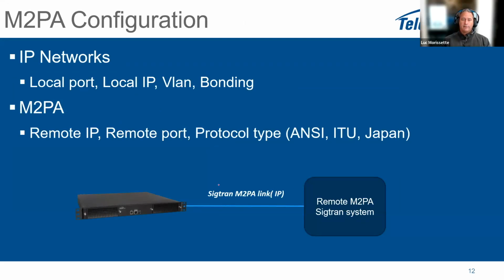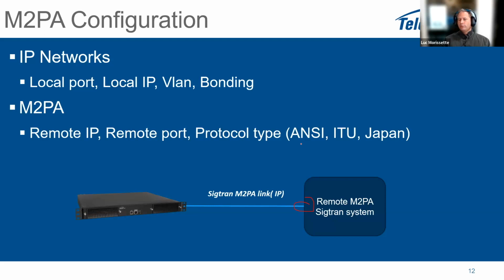So as you saw, in the configuration you need to have your local IP network, so local port, local IP. If you're using a VLAN, you can configure that. And if you want to have bonding, I will show you that in a minute. And then you have your M2PA link, which will be the remote IP, remote port.